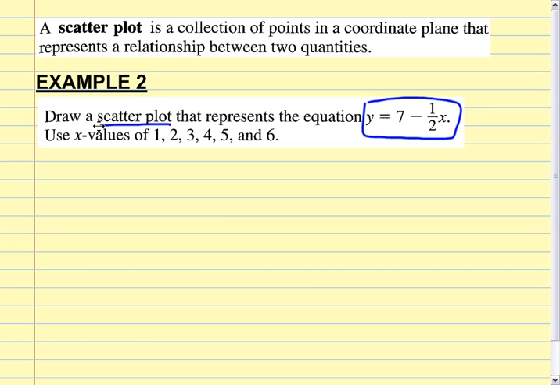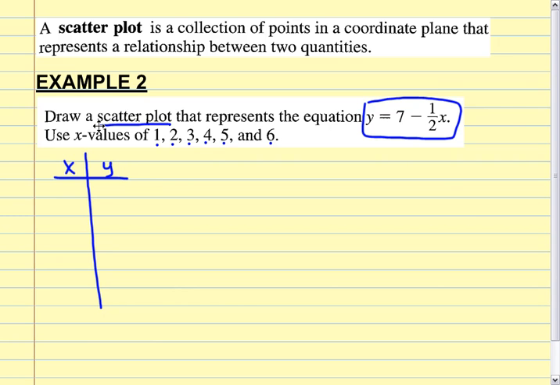Use the x values of 1, 2, 3, 4, 5, and 6. How many points are we going to graph? 6 points, right? So I need to first draw a table of values. I'm going to plug in the x's. And what's it going to spit out for me? This is one of the in and out machines. What's it going to spit out when I'm done, Vivian? Well, it's going to spit out what y equals, right?